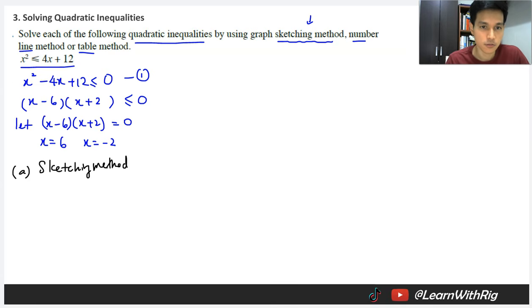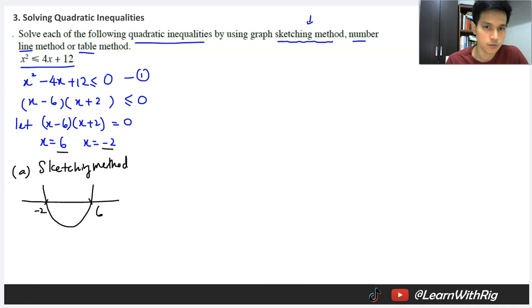Since it is positive, the graph you're going to have is a positive quadratic graph, correct? It's a U shape. If it's negative, it's going to be an N shape, but I don't want that. Always use a U shape. So positive graph, you got x here at negative 2 and x here at 6. Since this is the x-axis, you must know that the smaller number has to be in front. So here is going to be negative 2, here is going to be 6.